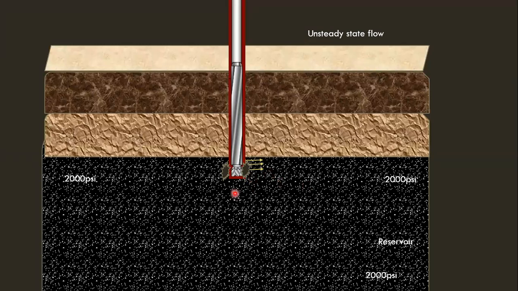Initially, the pressure around the well is also 2000 psi. So you can see everywhere, wherever you measure the pressure, that is 2000 psi. Once oil starts to produce into the well, it will start to create a pressure wave around the wellbore, and the pressure will start to get reduced.